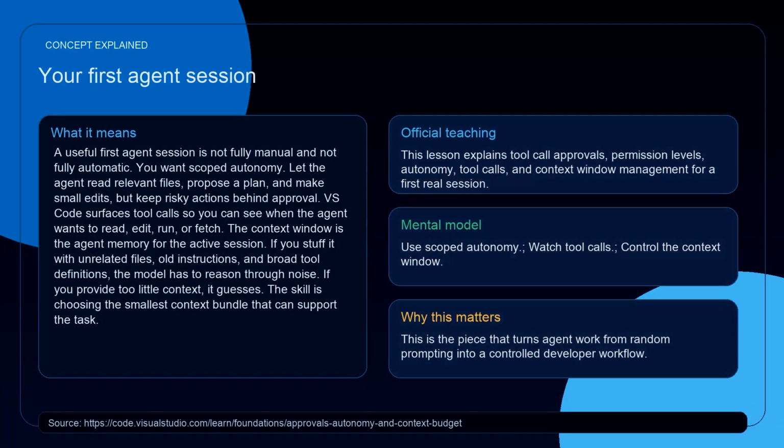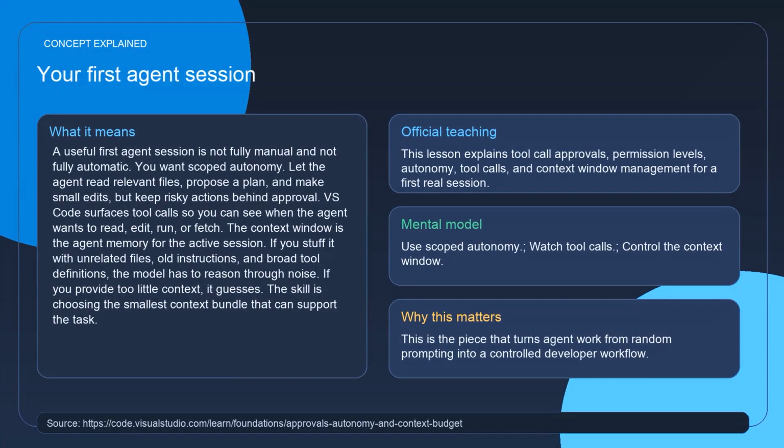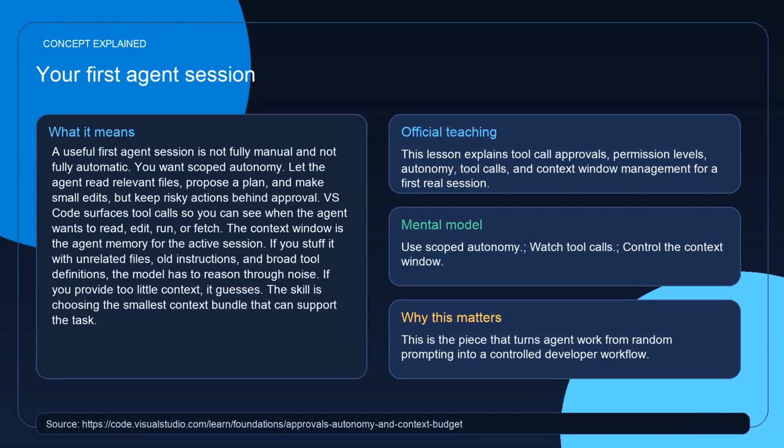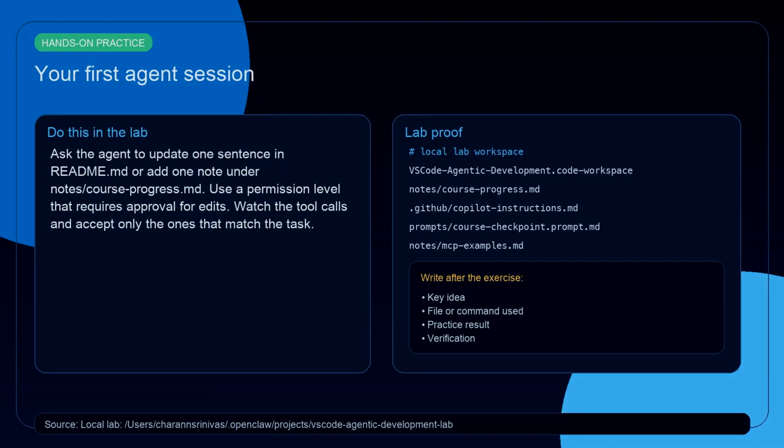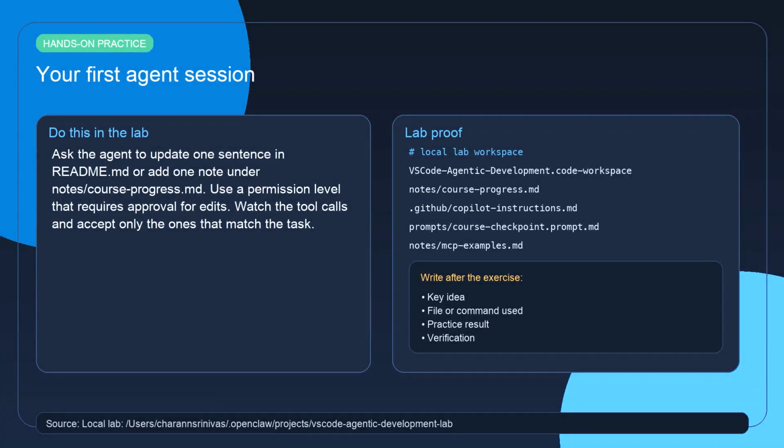If you stuff it with unrelated files, old instructions, and broad tool definitions, the model has to reason through noise. If you provide too little context, it guesses. The skill is choosing the smallest context bundle that can support the task.